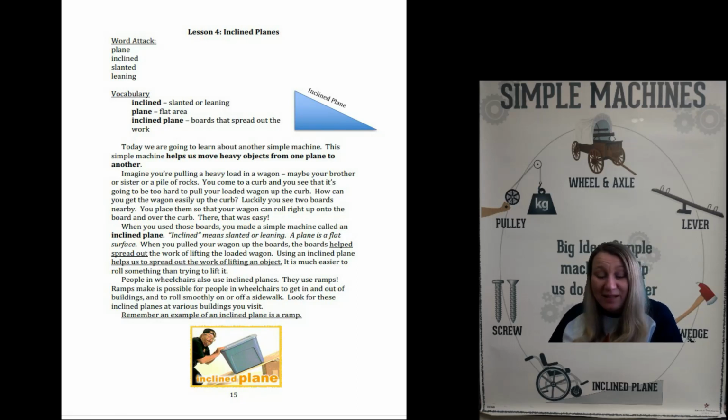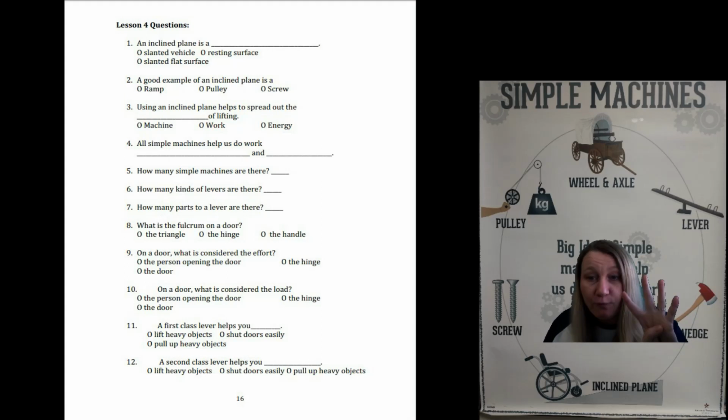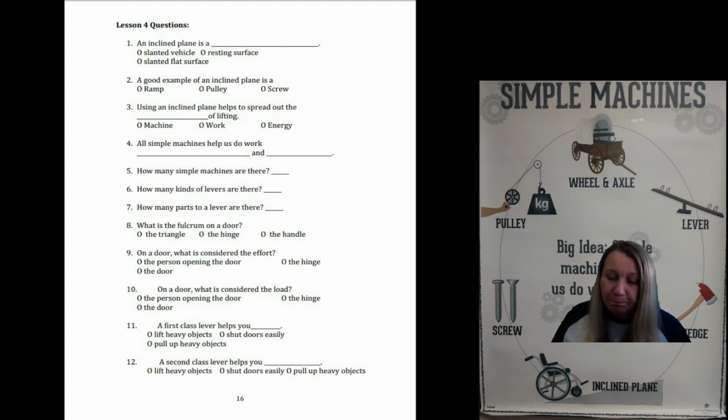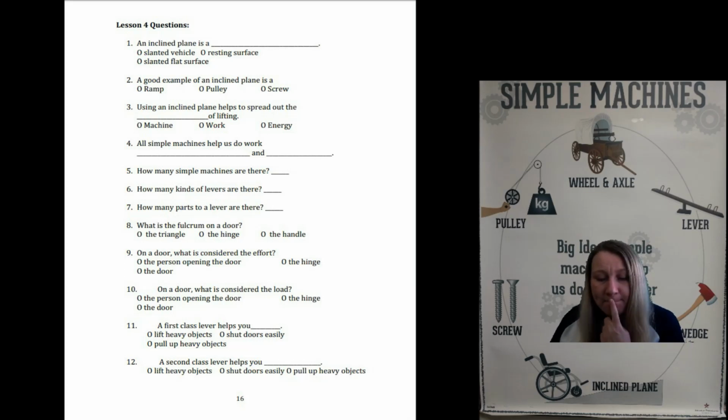Okay, guess what, friends? We're already on to our review questions. So I want you to turn with me in your packet so that you are looking at lesson 4 questions. Here we go. Number 1. An inclined plane is a... I see some answers trying to trick you. A slanted flat surface. That's right, you remembered slanted or leaning. Flat surface, that is what an inclined plane is.